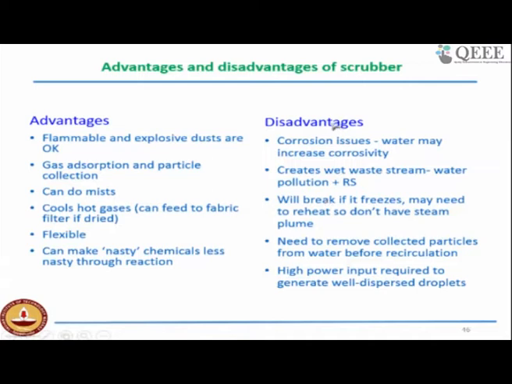Then some disadvantages with scrubbing: corrosion. If the water is corrosive in nature, then the material you have used for designing the scrubber will get corroded. It creates a wet waste stream, so it means you are converting the air pollutants into water pollution. Then you need to remove the collected particles. Sometimes the scrubber nozzles will be blocked because of the particles, so you need to address that. High power input is required to generate well dispersed droplets.